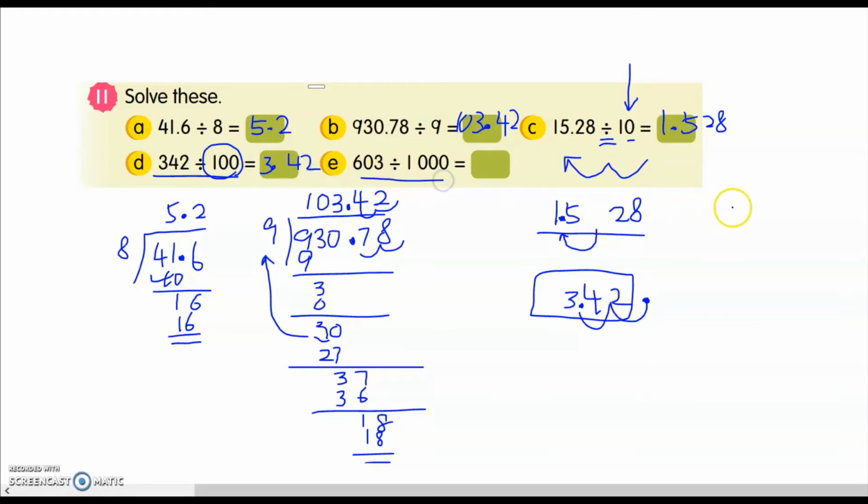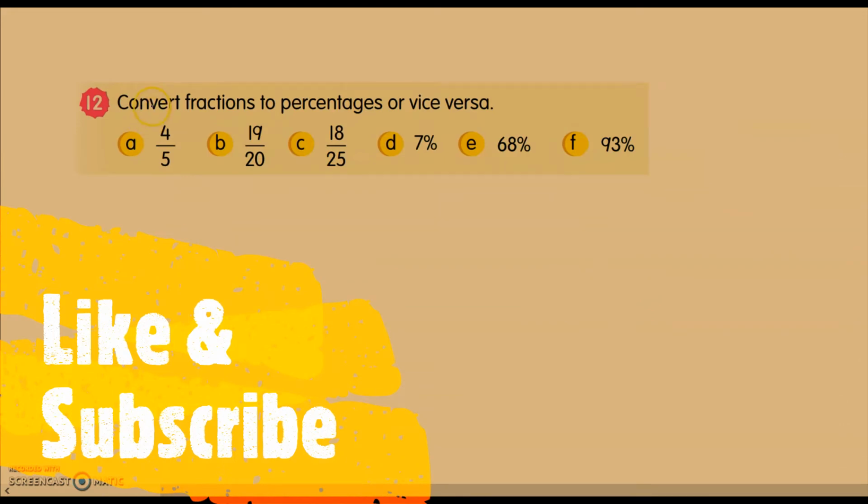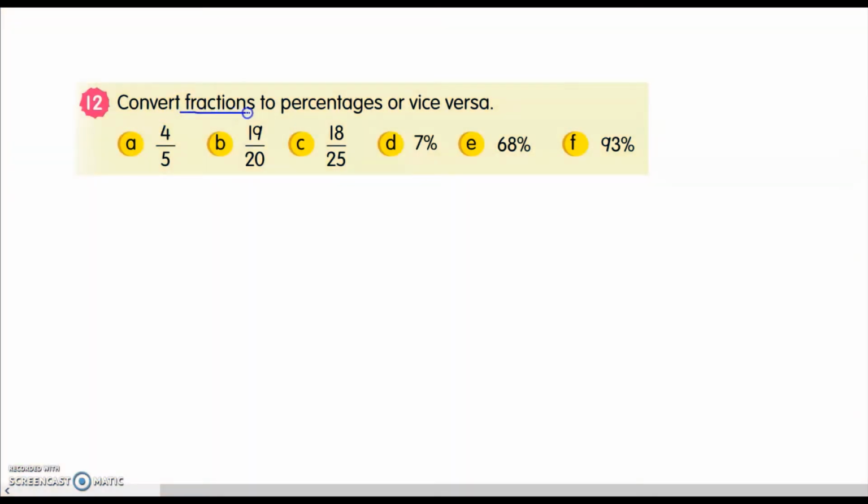Okay, the last one, 603 divided by 1000. Now there are 3 zeros in 1000, right? 3 zeros, so we need to move 3 times to the left. Again, we start from outside here. 3 times, 1, 2, 3, point. Now we cannot start with a point, so we need to add a 0 in front. So we get 0.603.